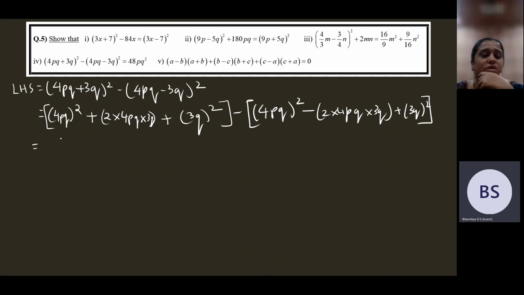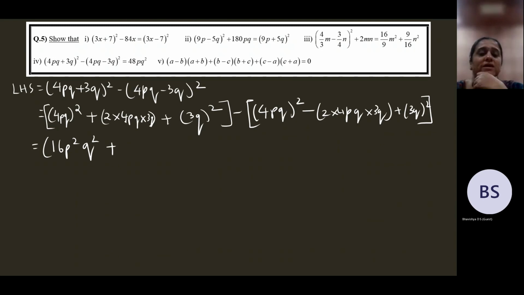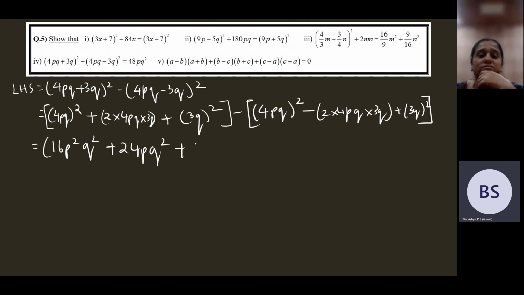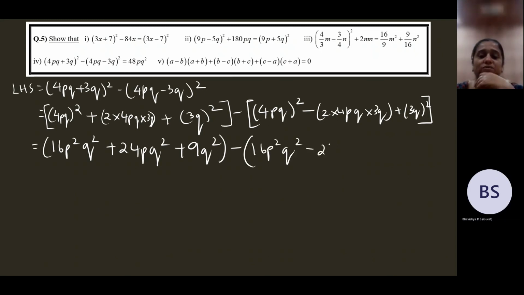Very good. Now, what is 4pq into 4pq? 16 p square q square, ma'am. See, when we do it together, you're saying everything correctly. And what is this? 4 2s are 8, 8 3s are 24. 24 pq square, ma'am. See, then plus 3q square, ma'am. 3q into 3q, 9q square, ma'am. Yeah, this is in the first bracket. Minus second bracket, same terms you will get. 16p square q square minus 24p q square plus 9q square.